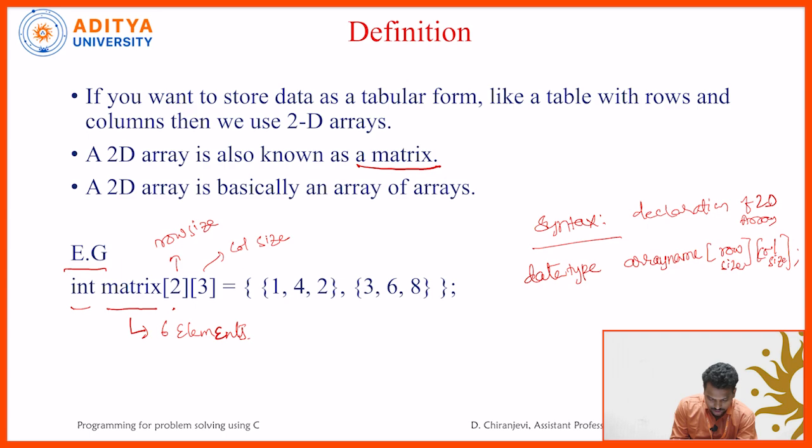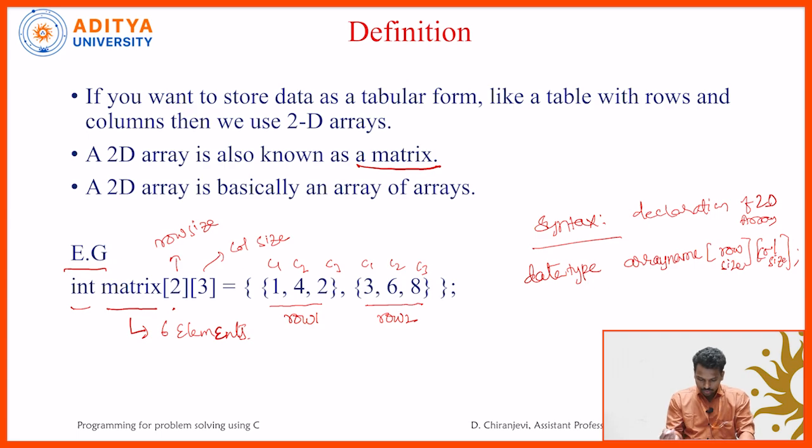That's why the first row has 3 elements and the second row also has 3 elements. So there are 2 rows in total, this is row 1, this is row 2. In each row we have column 1, column 2, column 3: this is C1, C2, C3, and this is also C1, C2, C3. In this manner you can store the elements in a 2D array.